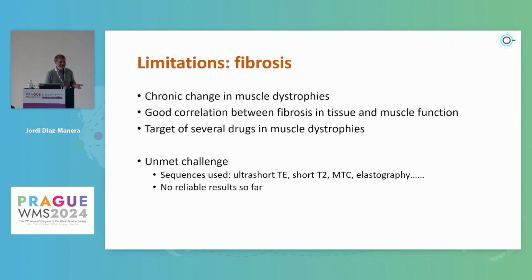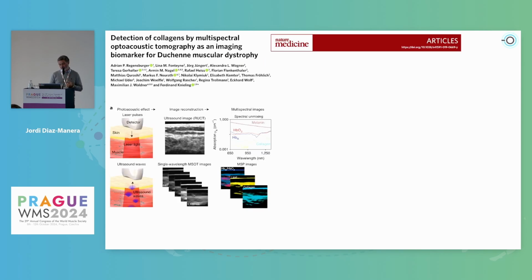So the main limitation is fibrosis, and I want to highlight this, because many people ask me, if I want to study fibrosis, what do I have to do? So far, there is not a good way to study fibrosis. With MRI, there have been many studies using different sequences, and all of them have failed to demonstrate fibrosis. But I want to show you this nice study done by the group of Ferdinand Knieling in Germany. They have used this new technology called optoacoustic tomography, which is an echo that has the particularity that it can identify different components in the muscle, like collagen, lipids, or also hemoglobin that has oxygen.